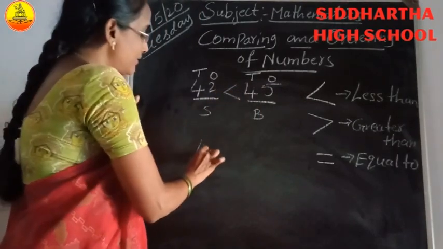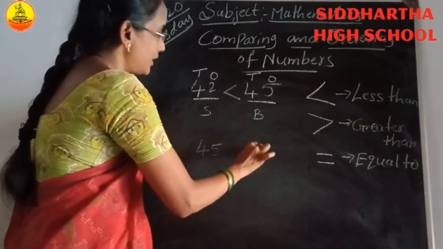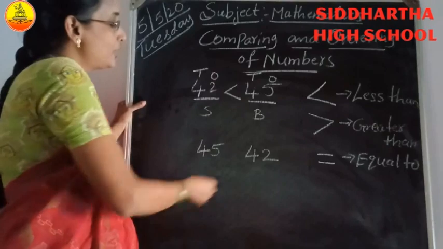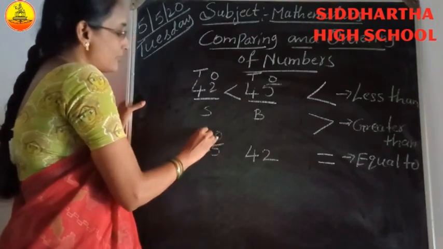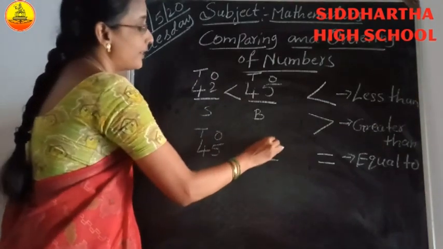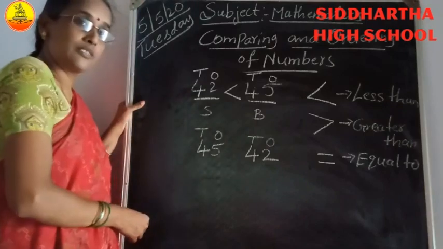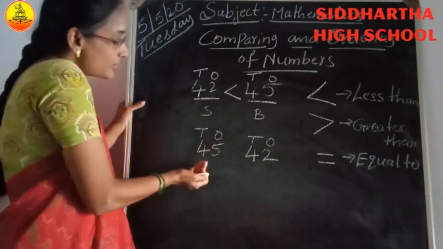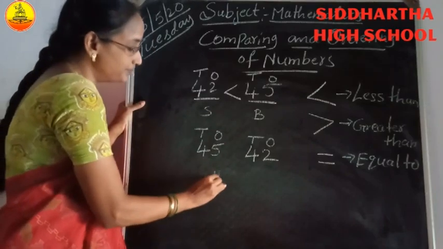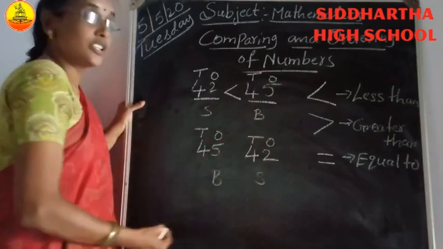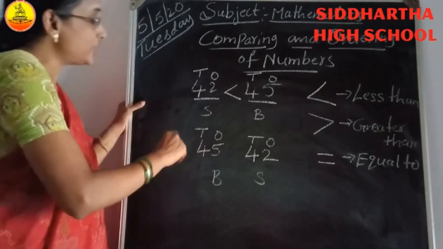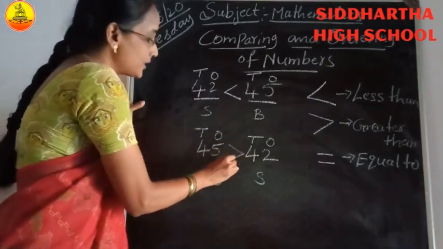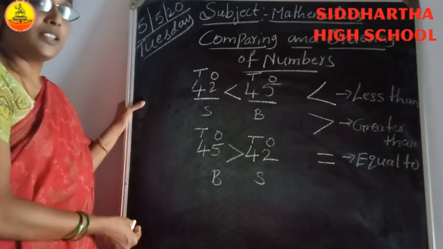Now it is given in this order: 45 and 42. This is also a 2-digit number, with tens and ones. Here 45, 42. The first one is big and the second one is small. When the first one is big, you use the greater than symbol.